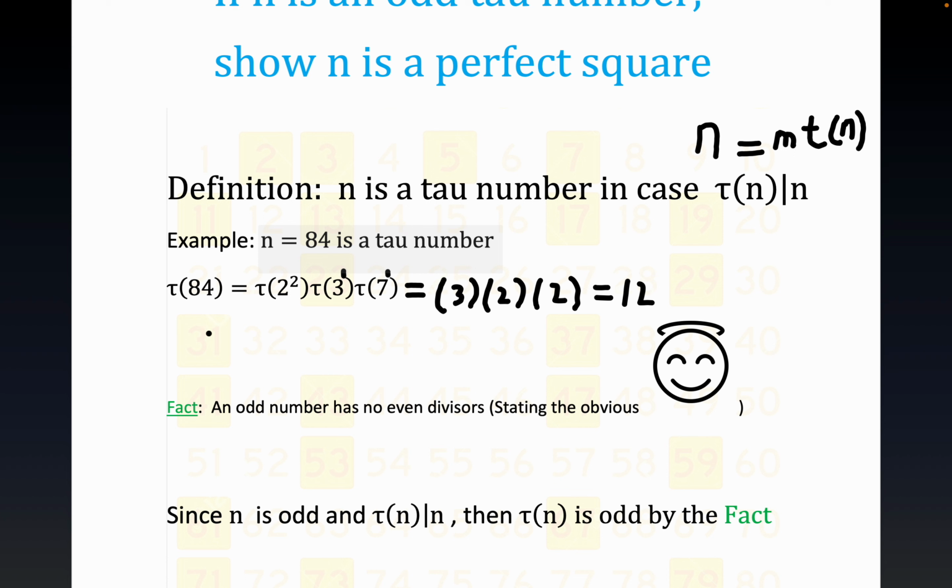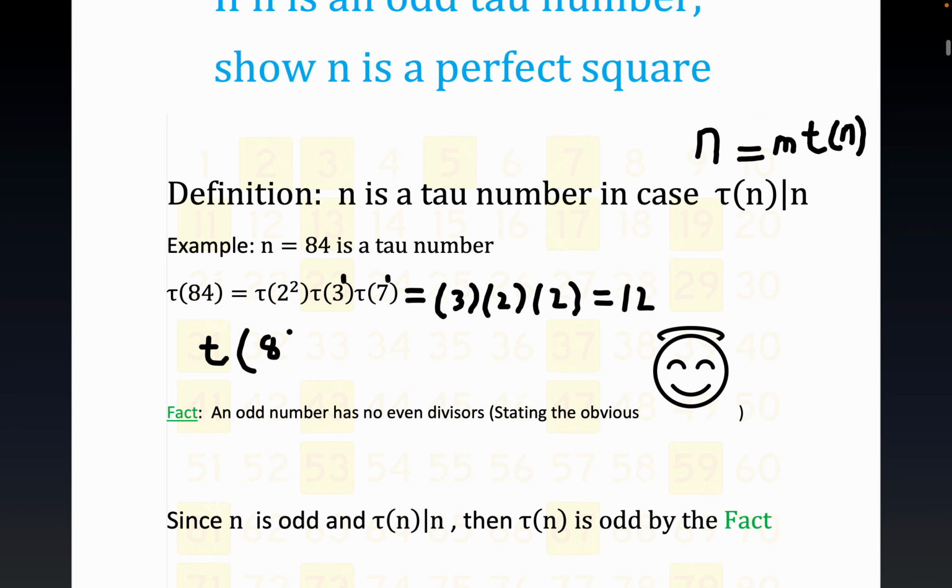And we see that tau of 84, we've just shown that it's 12. That's the number of divisors of 84. Tau of 84 definitely divides 84. A large vertical bar, and then let's write 84 down again. And that's what we mean by a tau number.